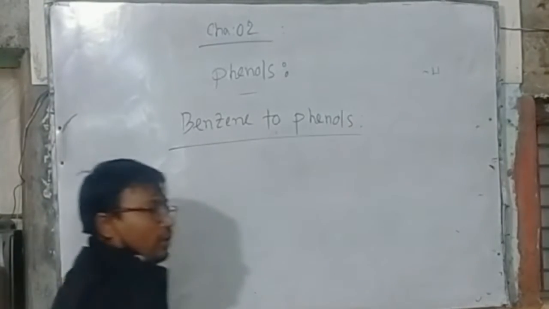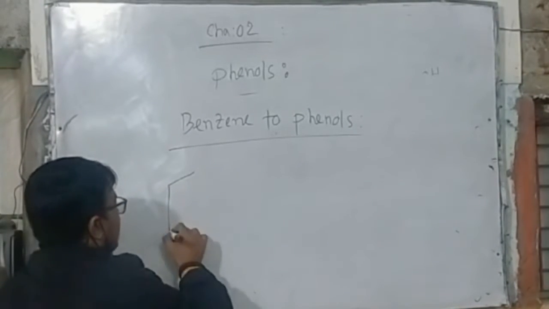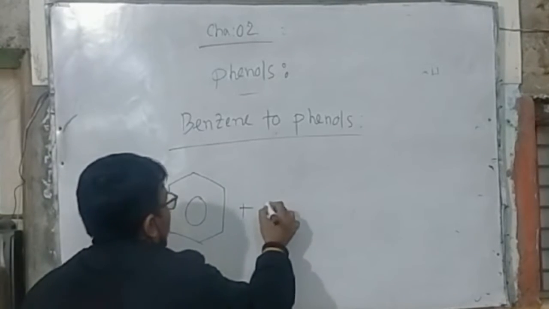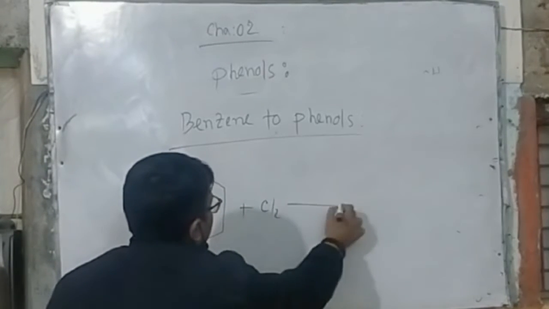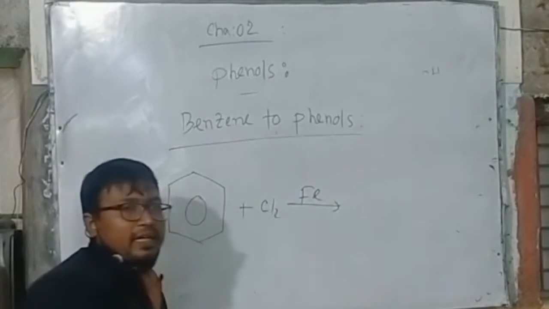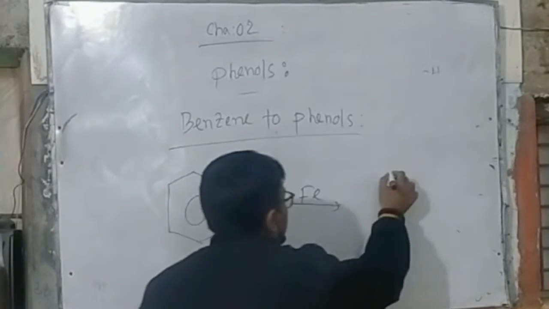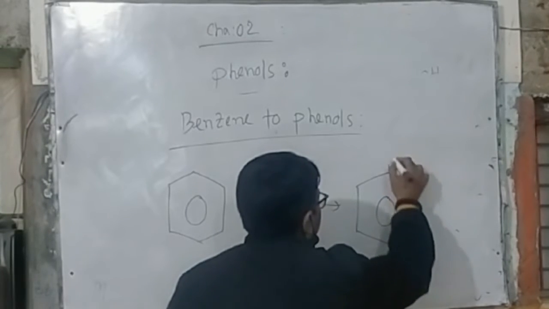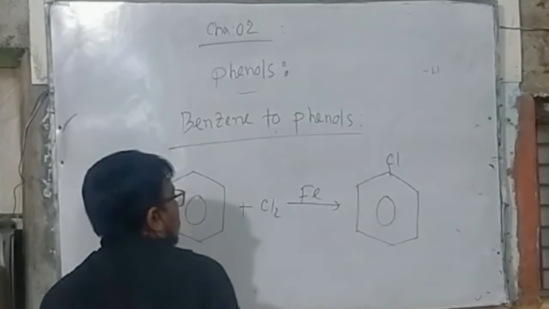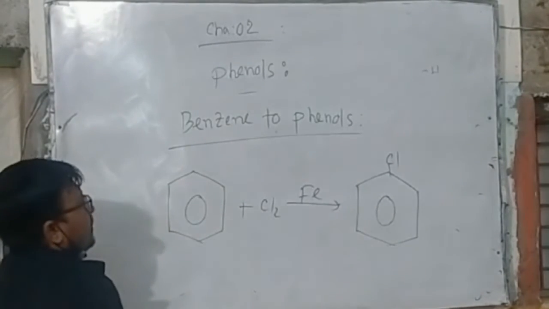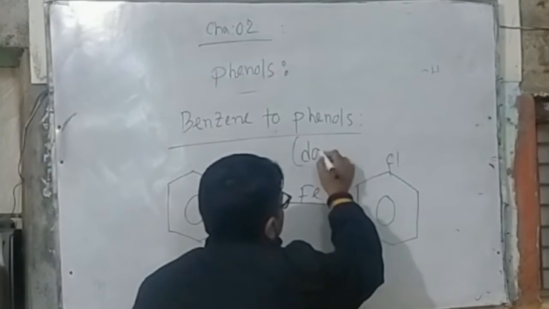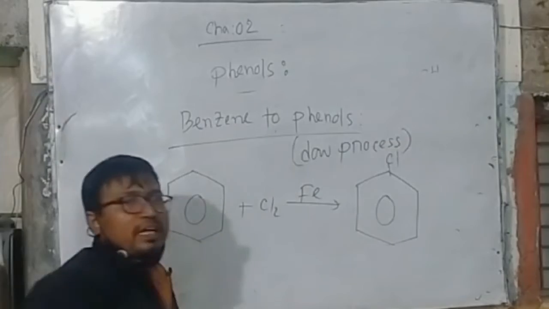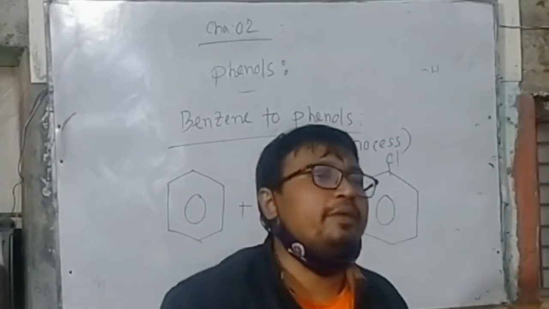Benzene to phenol. You may write: benzene reacts with chlorine in the presence of an iron catalyst and produces chlorobenzene. This process is known as the Dow process. From the Dow process, we may prepare phenol from benzene.